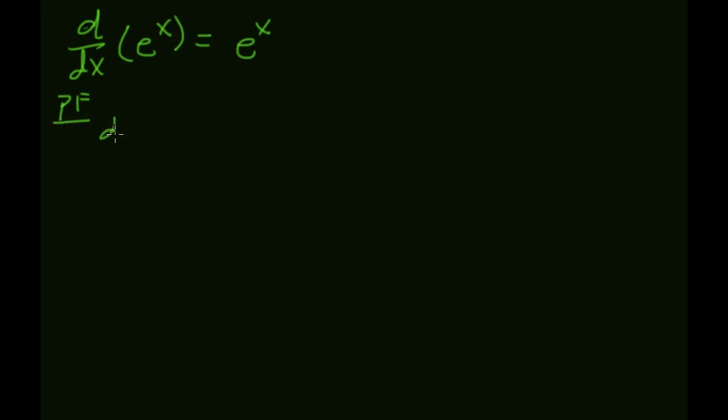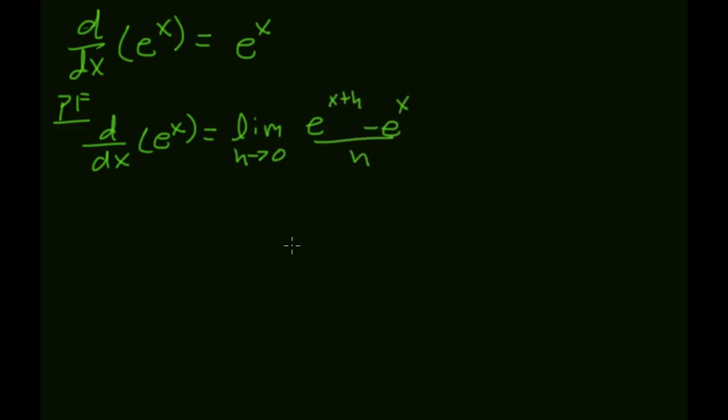All right, so let's see. If I go back to the limit definition, the derivative of e to the x should equal the limit as h approaches 0 of e to the x plus h minus e to the x, over h. Okay, so if I have a power and I'm adding, that can be turned into a product: the limit as h approaches 0 of e to the x times e to the h minus e to the x, over h.